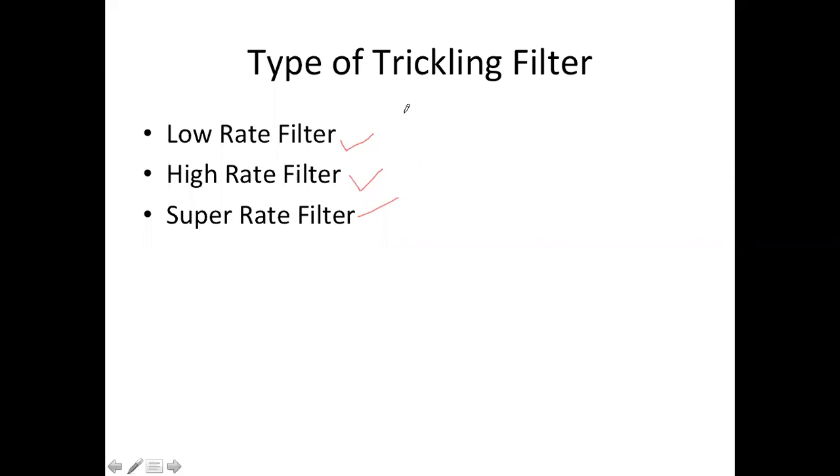In a low rate filter, obviously a low rate of filtration will be there. There is no specific line to define these three types of filter. But when a low filtration rate is used, it is called a low rate filter. In a high rate filter, more wastewater is used to treat, so that is called a high rate filter. And next, the super rate filter, in which more and more wastewater is sent for treatment. So these are the different types of filters.